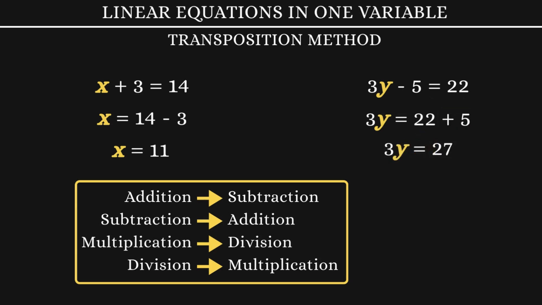3y is equal to 27. Then we have to move the 3 here. Since 3 is multiplied on the left side, we'll divide it on the right side. So y is equal to 27 divided by 3, or y is equal to 9.